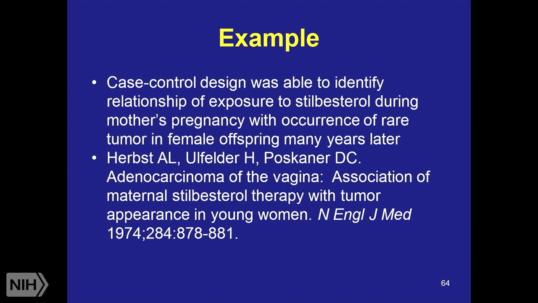This case control study identified the relationship between the exposure to a drug during mother's pregnancy with the occurrence of a rare tumor in the female offspring many years later. When I say many years later, I mean they were 10 to 18 years old. How the heck do you figure that out? This is the type of answer that really well-done case control studies give you.